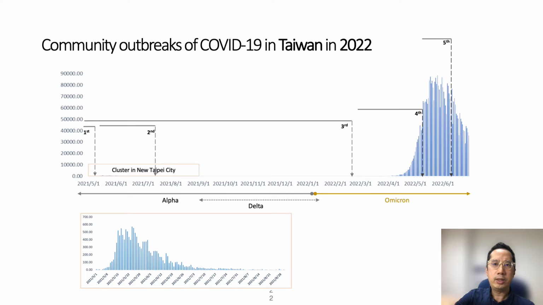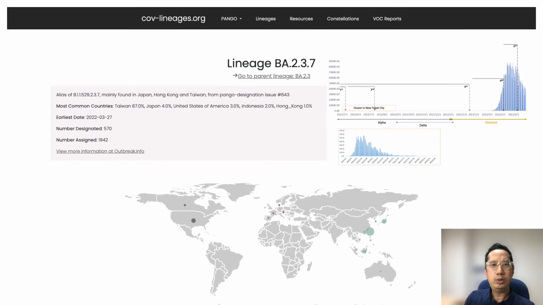So let's take a look at the outbreak in Taiwan this year. As you may know, before this year, we had very few cases in Taiwan. And this year is particularly interesting because the lineage BA.2.3.7 is a very special case in the world. As you can see in the world map, this lineage happened mostly in Taiwan, but could also be found in the rest of the world.